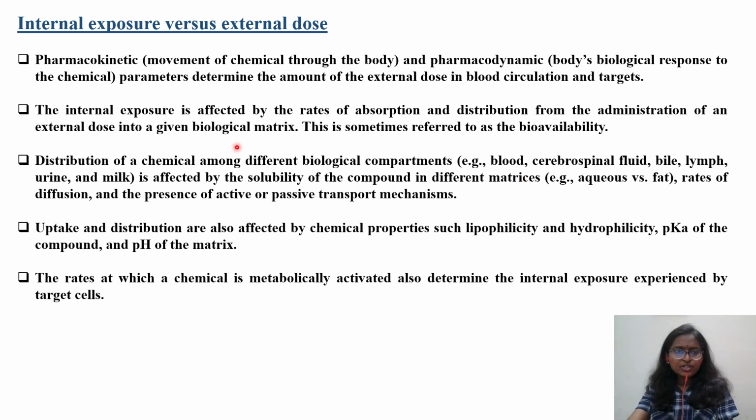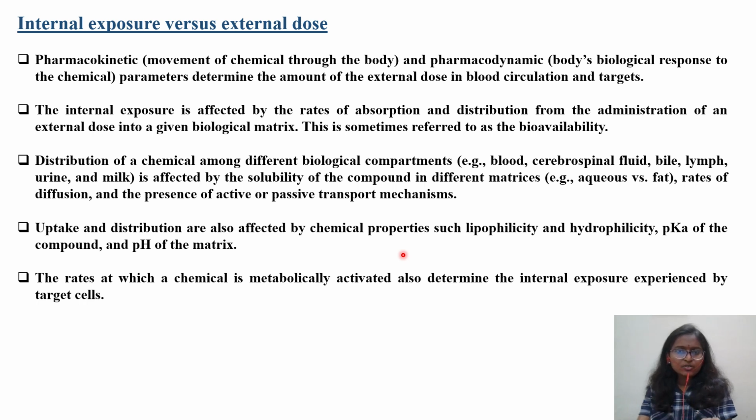Rate of diffusion. This will again depend on the concentration gradient, or is it a facilitated type of distribution, or is it active transport, like sometimes ATP-driven transport mechanisms, and the presence of active and passive transport mechanisms, right? Uptake and distribution are also affected by chemical properties. So in the previous part we have understood the physicochemical properties. Whenever you are doing a risk assessment, you need to understand the physicochemical properties of that chemical.